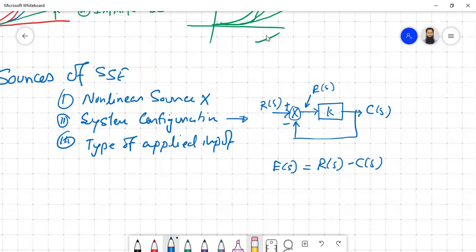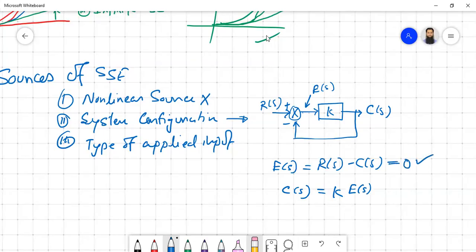Now, what is our output C(s)? Output C(s) is the multiplication of the gain with the error. We want to have zero steady state error. That means the error should be zero. The output should be exactly following or tracking the input. So in that case, this is what is desirable.